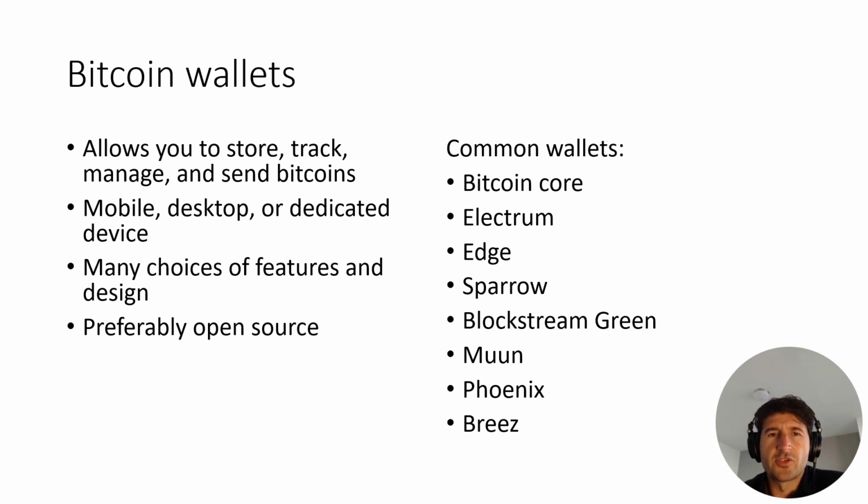Bitcoin wallets are software that lets you store, track, manage, and send Bitcoins. Right? It's basically software that runs on your mobile device or desktop, or it can be on a dedicated hardware device as well. You have many choices of features or design, and some of the common wallets can include Bitcoin Core itself, but also popular now are Sparrow and Moon Wallet.